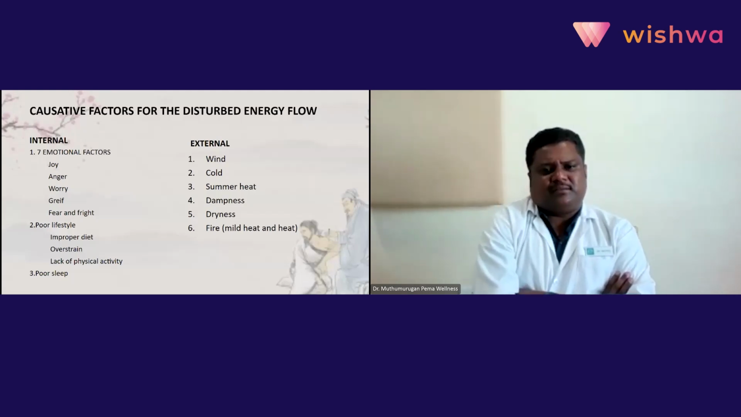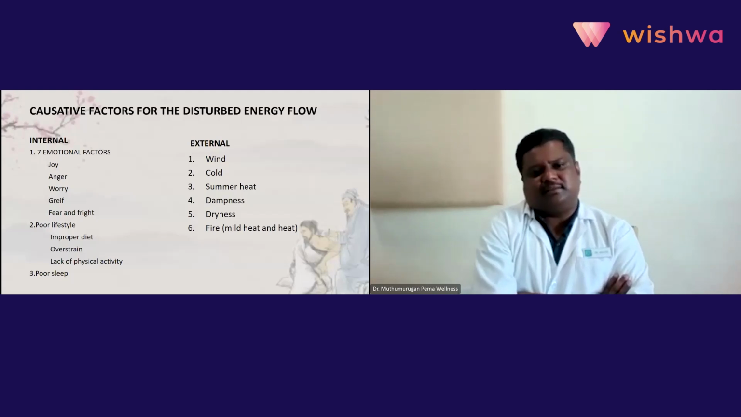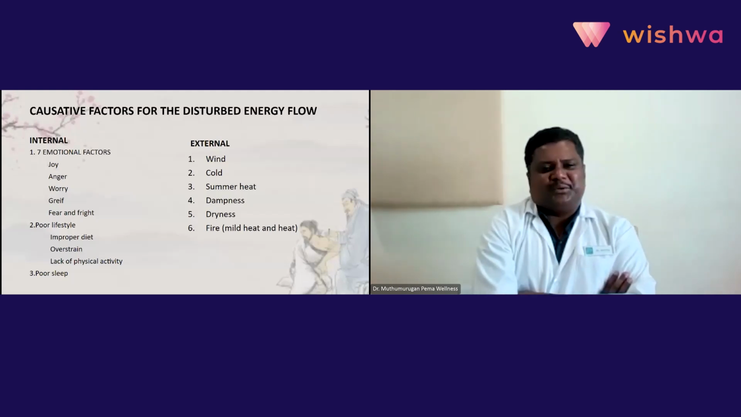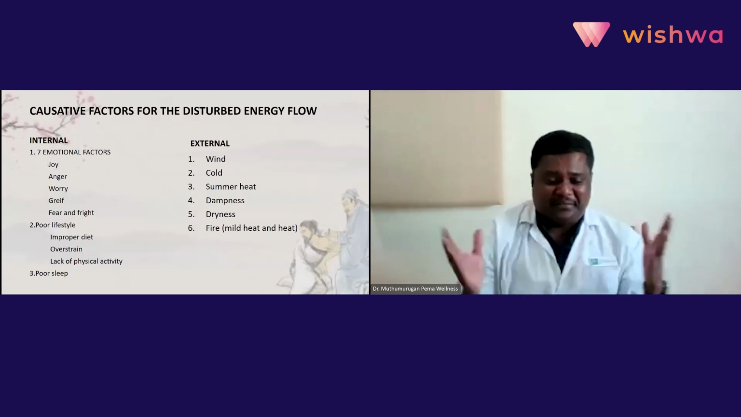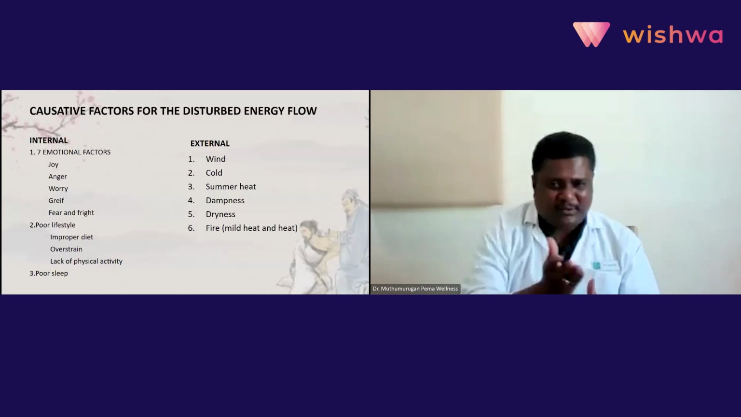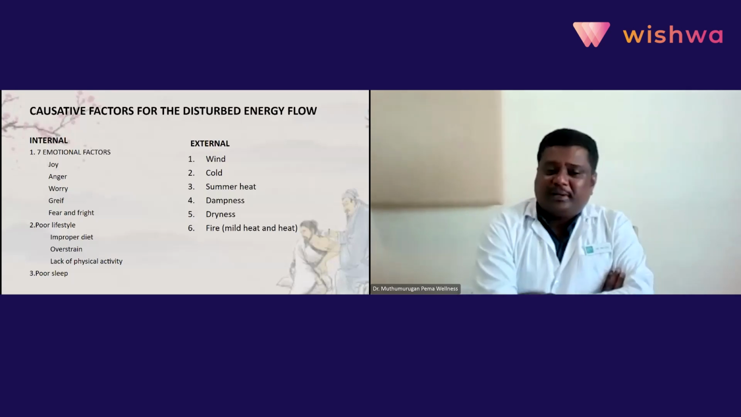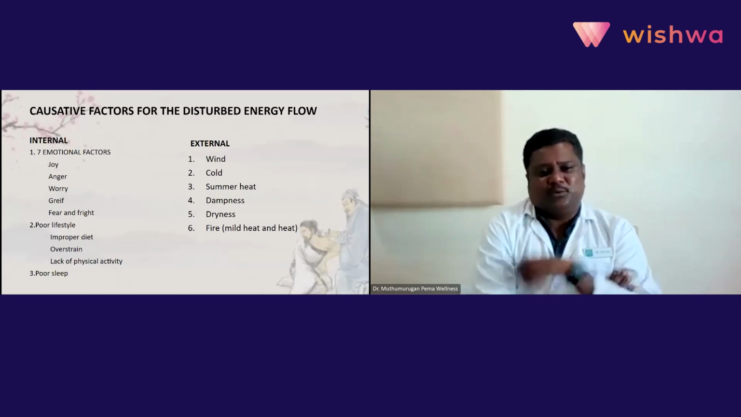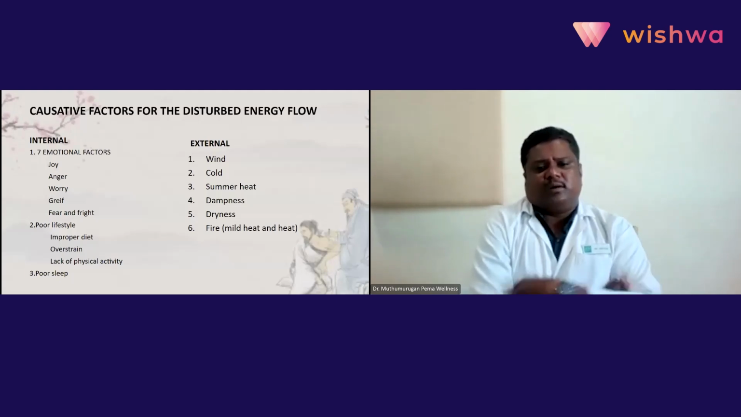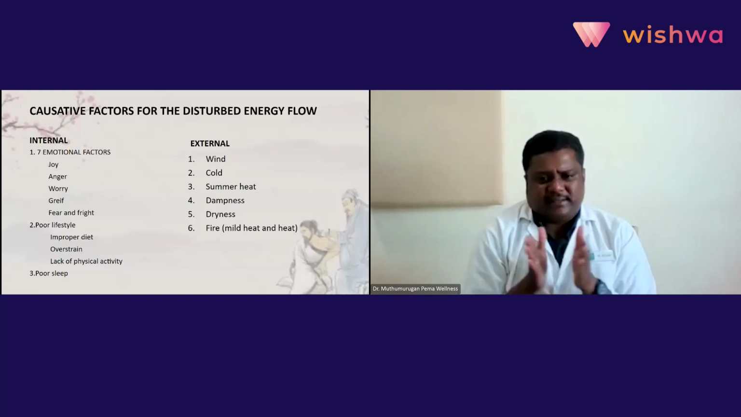Why is it called the king of pathogens? Because wind is everywhere. Air can enter all places, all spaces, just like water. There is no place where there is no wind. Only one place in the human body has no air, no wind: the spinal cord. Fine. Cold also will obstruct and constrict the meridians.